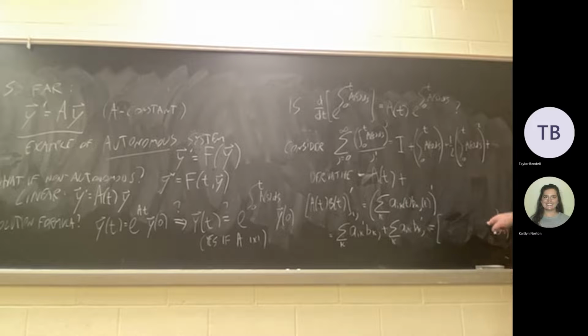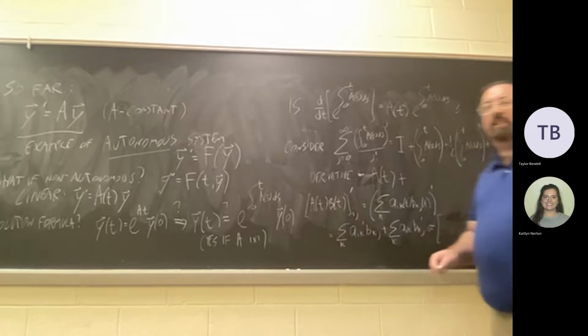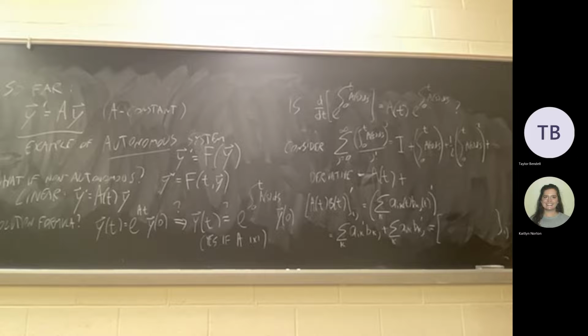So what I want to put in the square brackets is an expression kind of like this. But it's not going to be A of t, B of t, because we took the derivative. A prime of t, B of t. And then plus, and then switch it. So A of t, B prime of t.